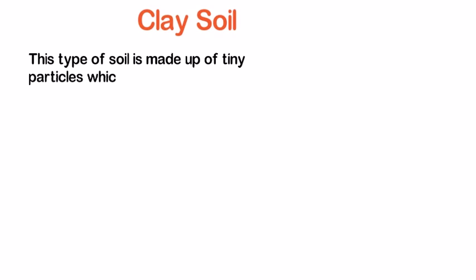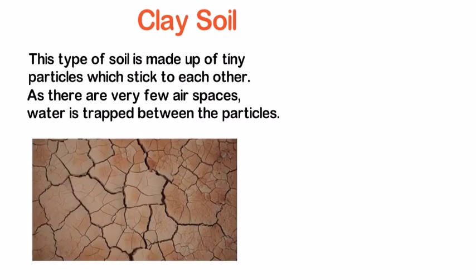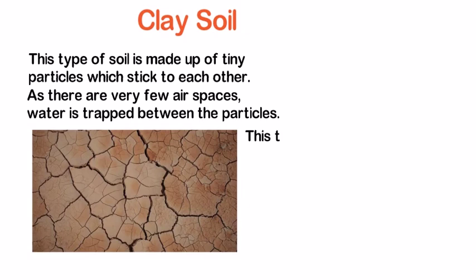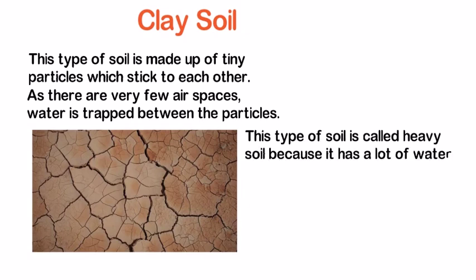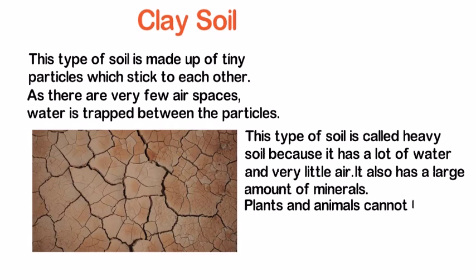Clay soil. This type of soil is made up of tiny particles which stick to each other. As there are very few air spaces, water is trapped between the particles. This type of soil is called heavy soil because it has a lot of water and very little air. It also has a large amount of minerals. Plants and animals cannot live in such soil because they cannot breathe in it.